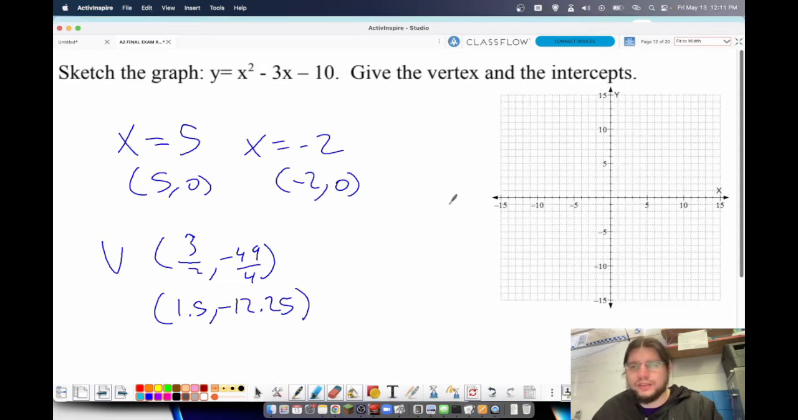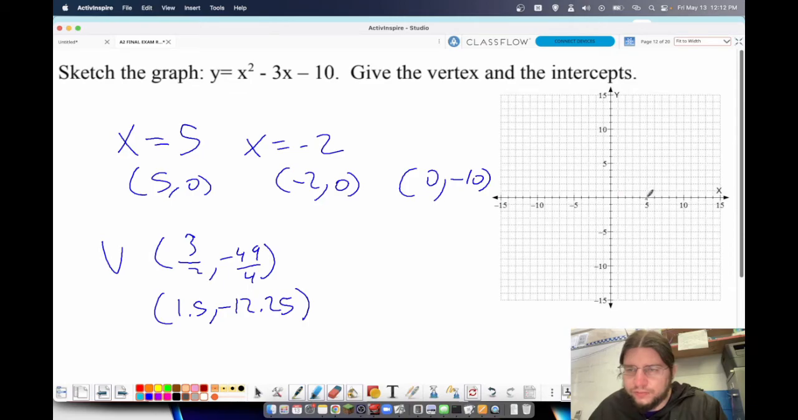All right, we're back. So yeah, I had to go get a different graph because this wasn't going to fit on there. It says plot the intercepts. So we have our two x-intercepts. We also need our y-intercept. Well, that's easy enough. We plug in 0 for x. We get -10 for y. So we plot these 3 points.